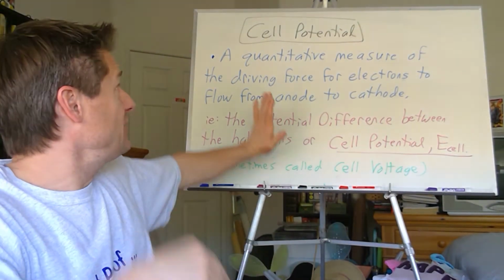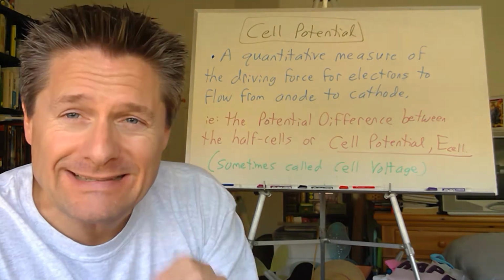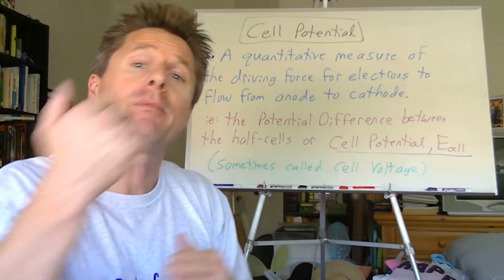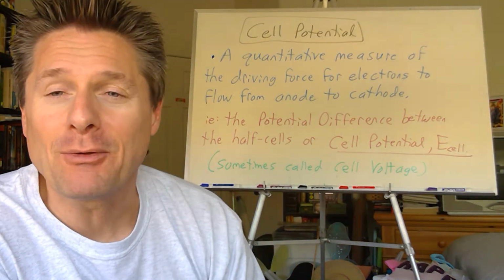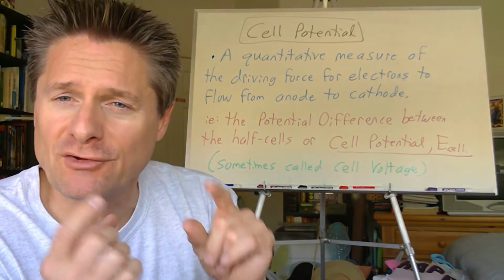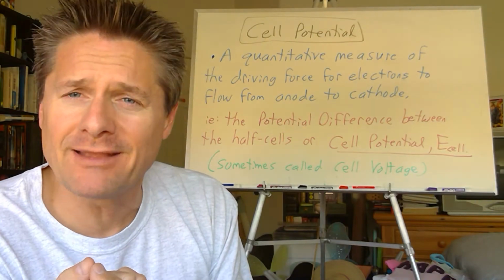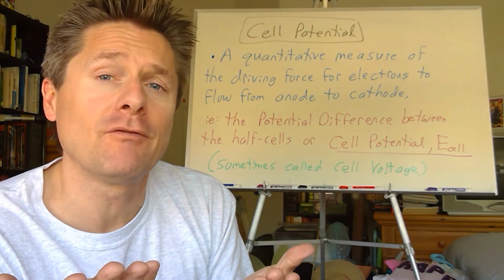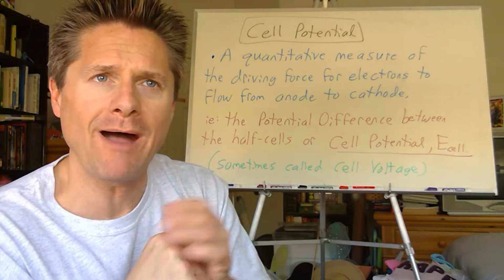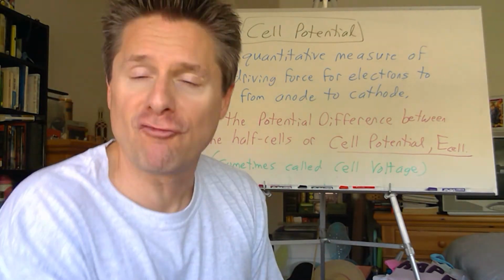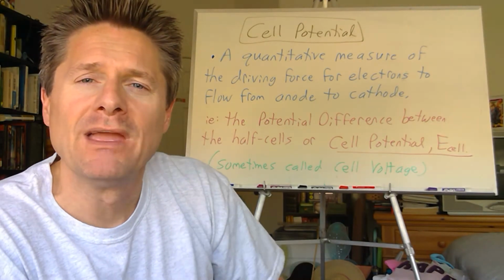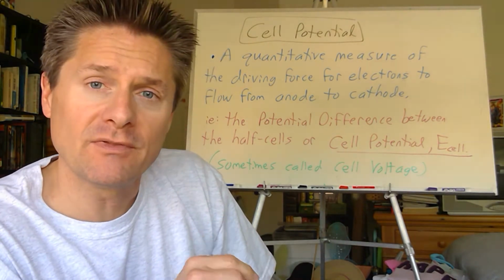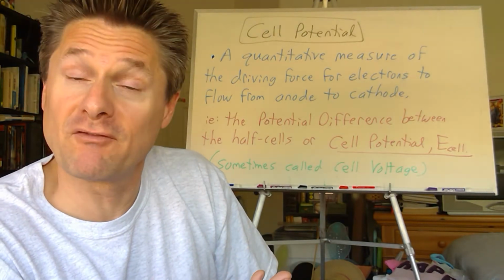But as a definition, this is a quantitative measure of that driving force that makes the electrons flow from the anode to the cathode. If you remember that first demo I did where I took a copper wire and put one in a silver ion solution, the other in a zinc ion solution, it happened spontaneously in the silver ion solution, but not in the zinc ion solution. So obviously there was a stronger driving force for electron transfer with the copper solid and the silver ions than with the copper solid and the zinc ions. Actually, there was no driving force at all for that one.